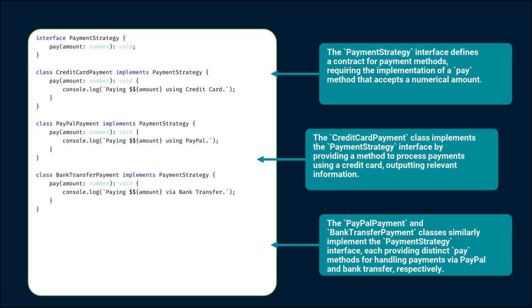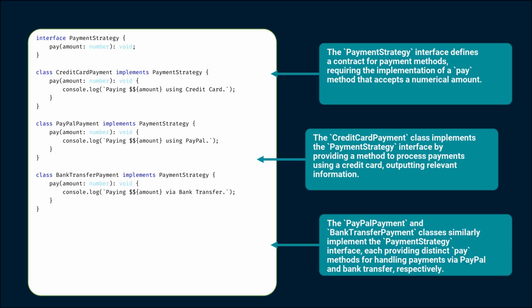Next, we will implement several concrete payment strategies that adhere to this interface. We create 3 classes: credit card payment, PayPal payment, and bank transfer payment. Each of these classes offers a unique implementation of the pay method. For instance, the credit card payment class logs a message indicating that a payment is made using a credit card, while the PayPal payment and bank transfer payment classes log their respective payment methods.